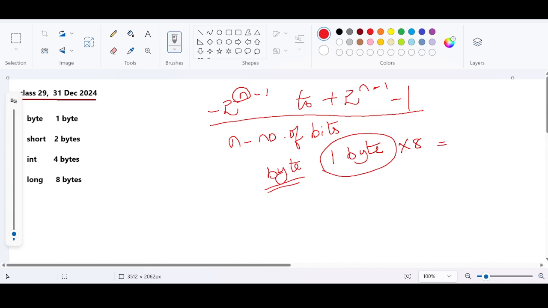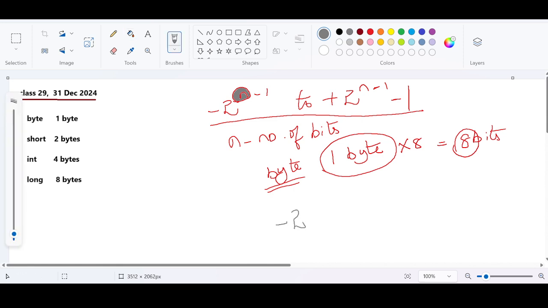It is going to give you how many bits of memory that the particular byte data type is consuming. So you will end up getting 8 bits of memory. You will substitute this 8 in place of n. Let us do the quick substitution.